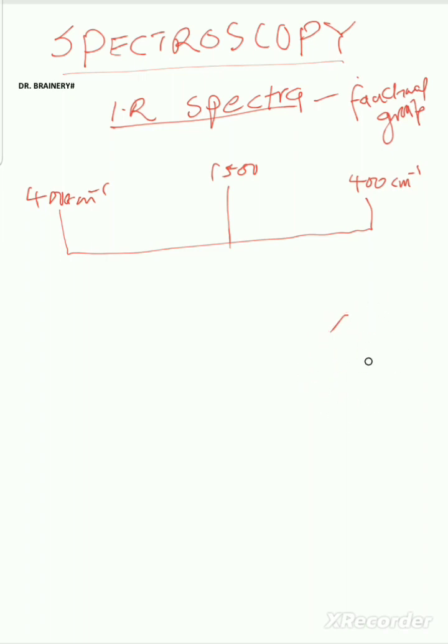When we're talking about IR spectroscopy, which helps us to identify the functional group present in a molecule: from about 1500 going in this direction, we say these are fingerprints. Now, from 4000 to about 1500, that's the region we are going to use in order to identify a specific functional group that is present in that particular molecule.